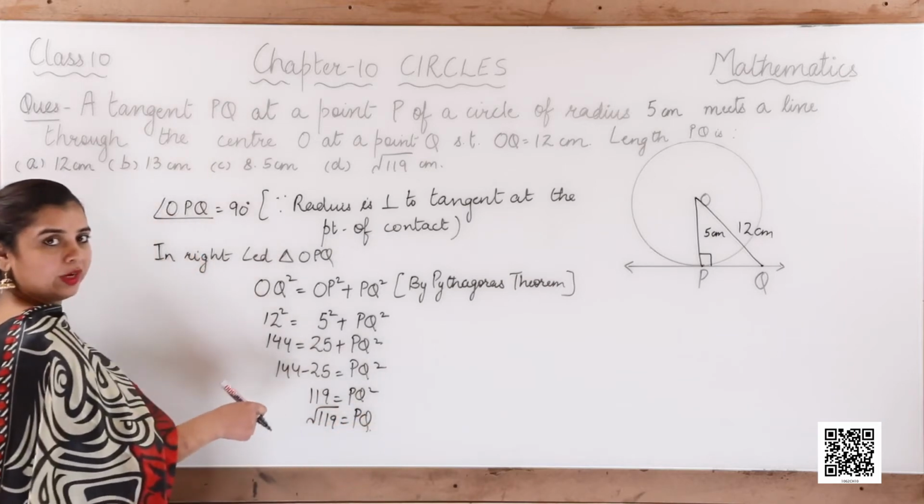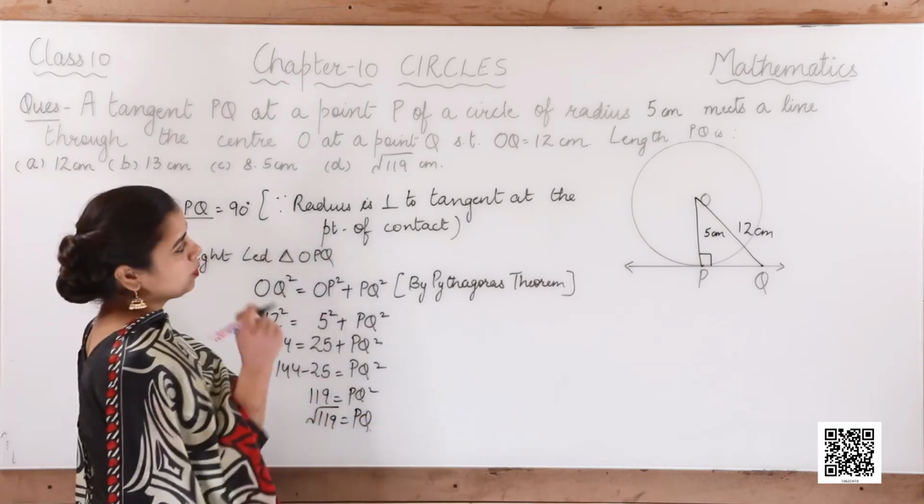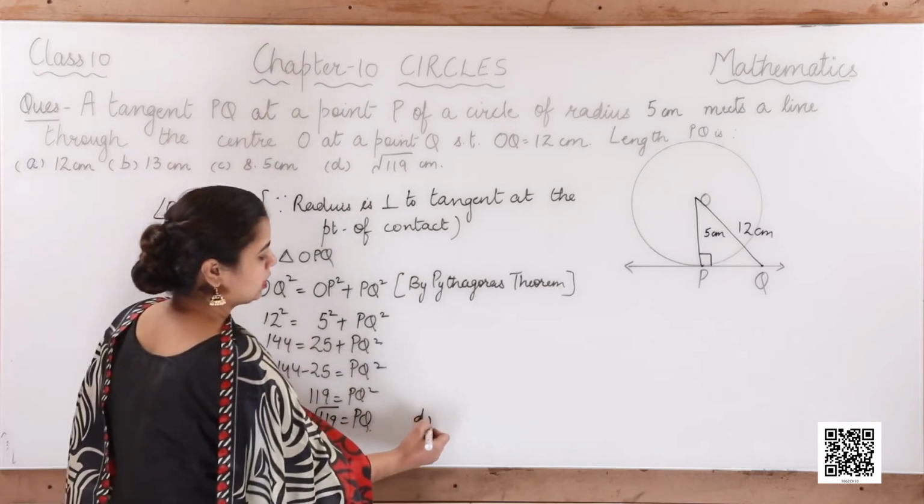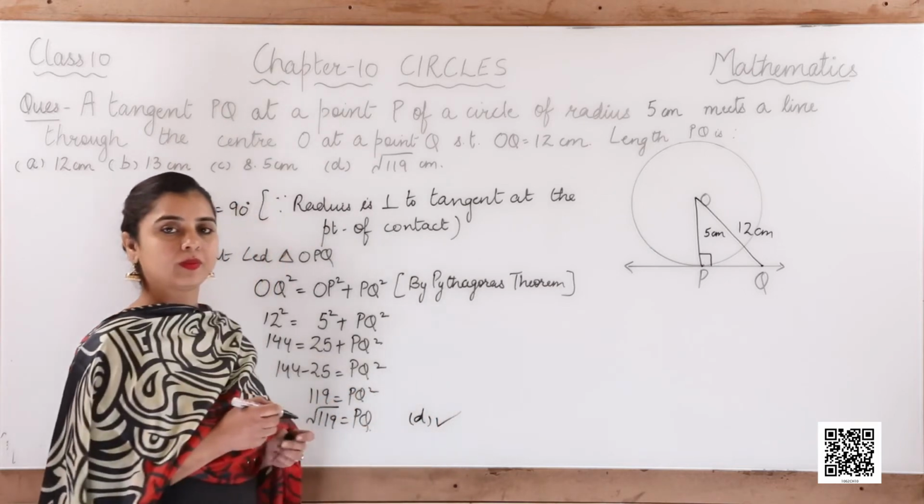And children, we had to find the value of PQ only. So which option is correct? So D option is the correct option.